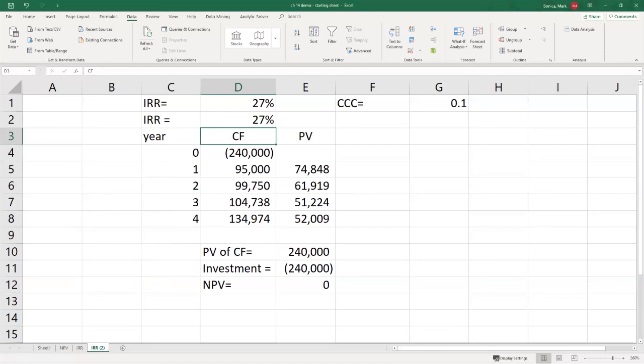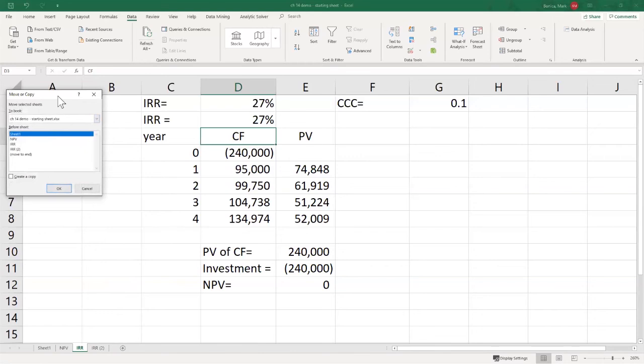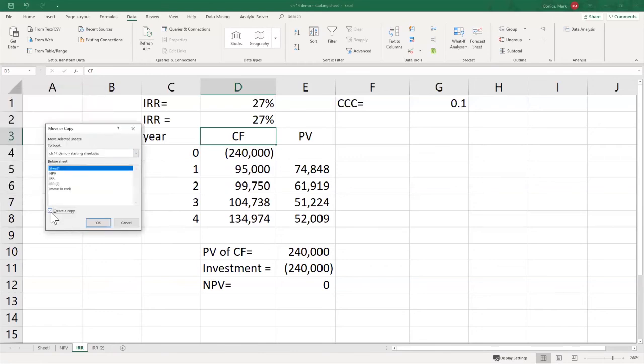Everybody able to do that? If you're not able to do that, can you chat me and I will do it again? So I'll talk it through one more time. If you haven't done it already, you click on the IRR, right click, choose move or copy, select create copy, tell it to move to the end, though that's not super important, and then you hit OK.